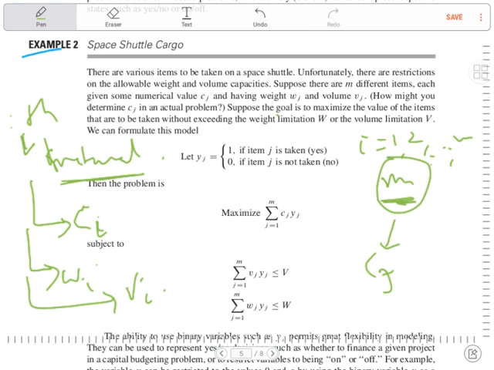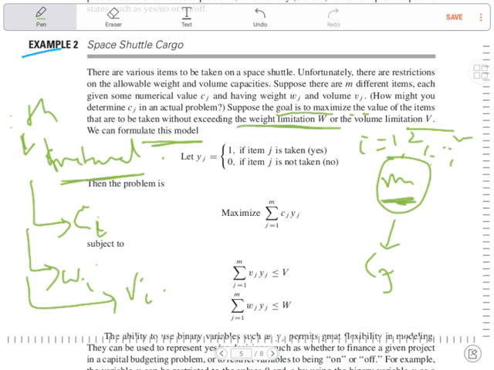suppose the goal is to maximize the value of the items that are to be taken without exceeding the limitations of weight or the volume. So whatever numerical value I am attaching, I have to maximize that. Subject to the constraints provided by the weight limitation, the total weight that can be carried by the space shuttle is capital W, and total volume that can be fit inside the space shuttle is capital V.